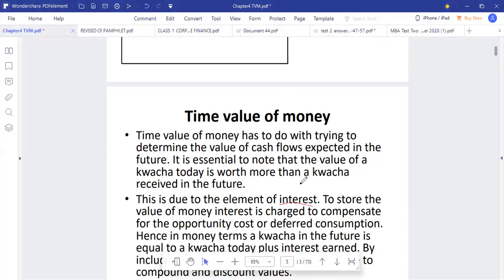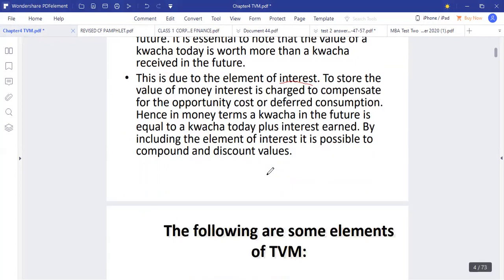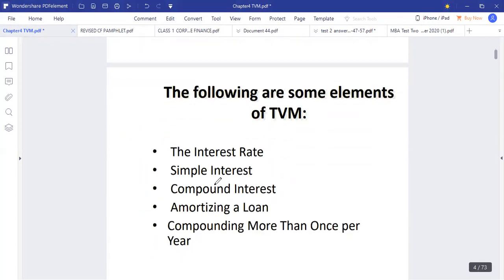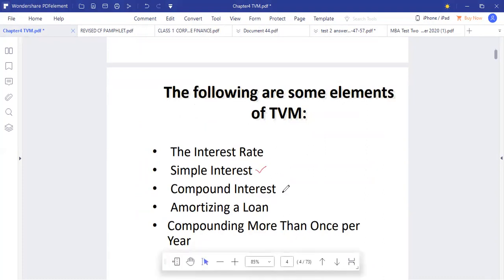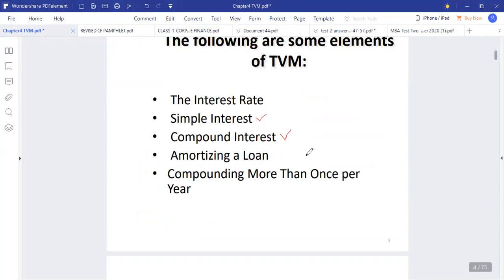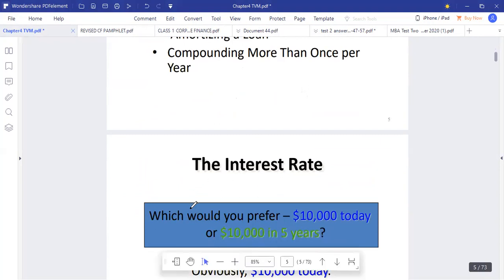So we're going to look at two types of interest. We're going to look at what is called simple interest and what is called compound interest. Simple interest and compound interest are differentiated by a simple algorithm that I'm going to give you. So let's start with simple interest.